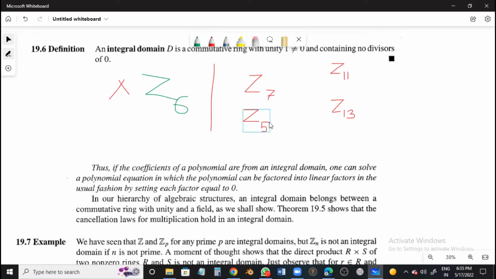So Z7, Z5, Z11, Z13, all of them, they are integral domains. But Z6 is not an integral domain. If I ask you, what about Z8? What about Z8? So 8 is not a prime. So Z8 is not an integral domain. What about Z12?